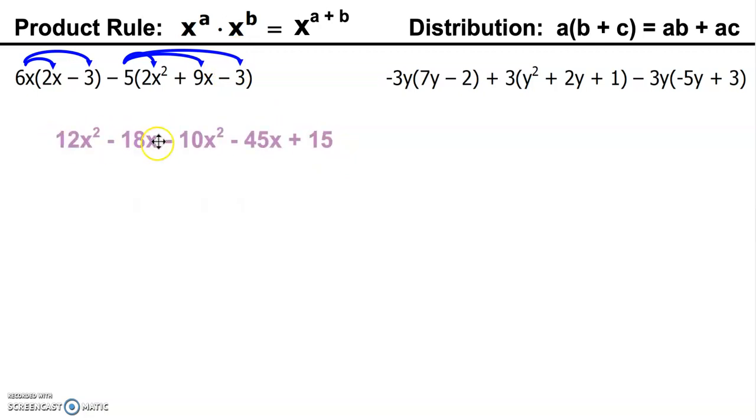Next, we need to look at our expression and say, are there any like terms that we could combine? We see we have two x squared terms that we can combine. So 12 minus 10 becomes 2x squared. Negative 18x minus 45x becomes a negative 63x. There's not another constant term, so that just becomes a plus 15 on the end. This last problem is on your own.